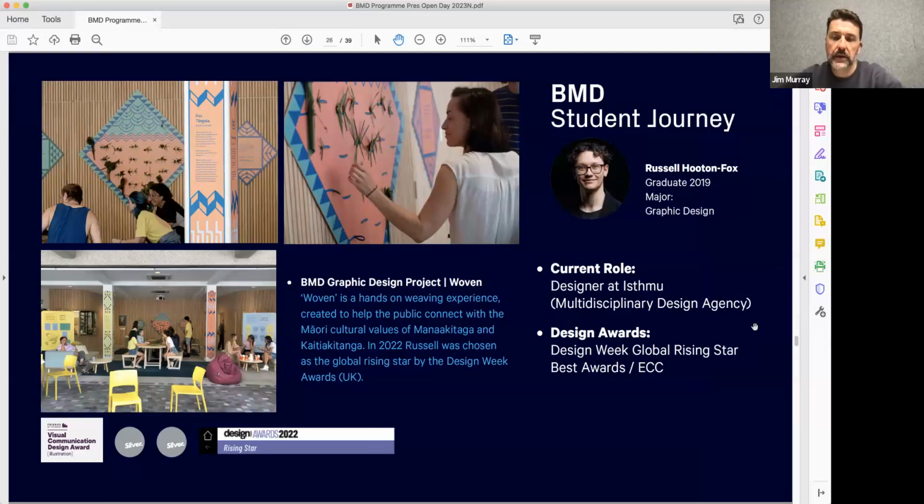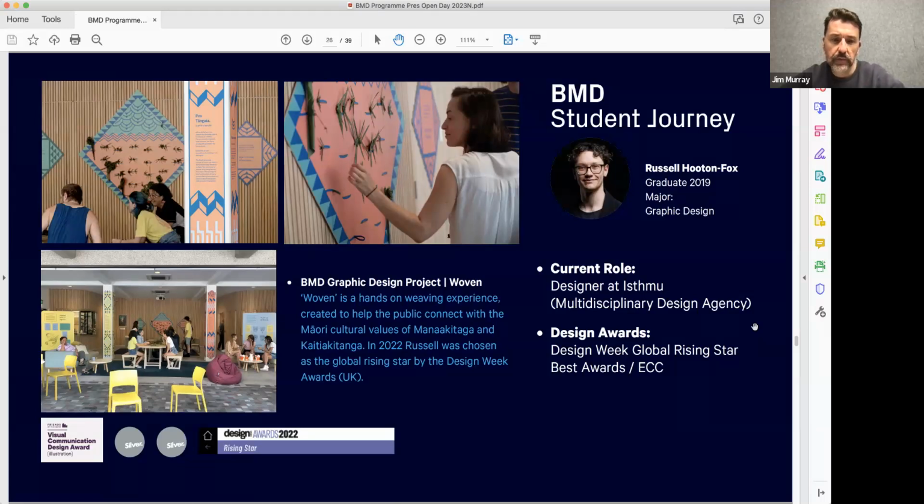Graphic design, an example of graphic design outcome from our students. This is quite a nice one. Last year, one of our students, or former student, Russell Fox, picked up a Rising Star Award. There's one of these given every year, only one of them globally, by the Design Week Awards, based out of the UK, and they chose a New Zealand designer and one of our graduates. And the work that he submitted to receive that award was from a project that he developed here in study with us called Woven.